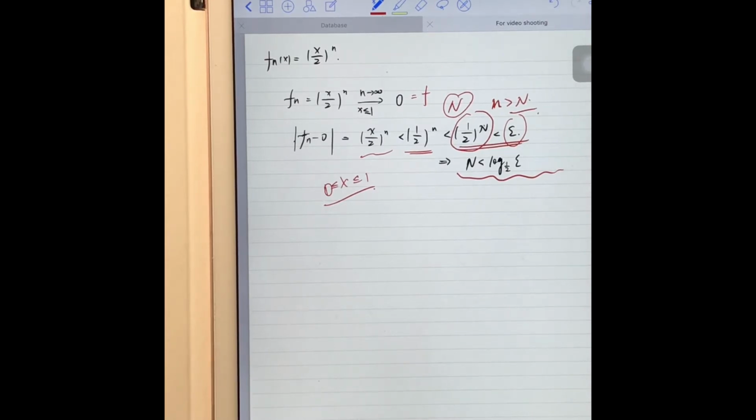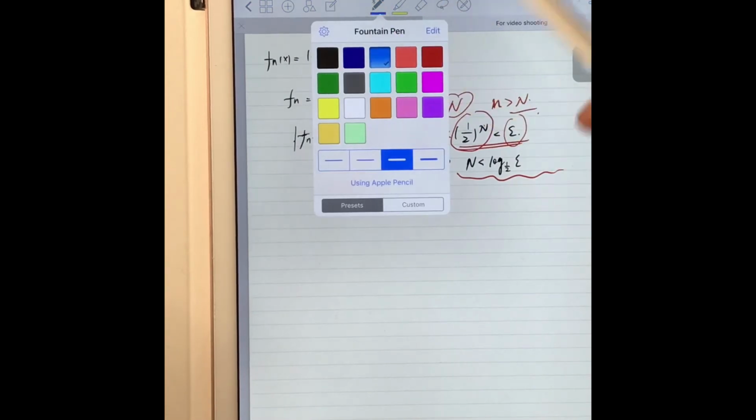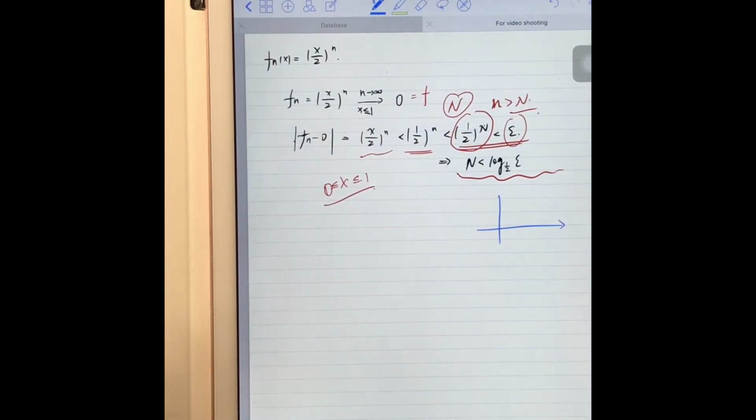but this is not the end. Many people just stop at this step, but you see, what is the graph of log base 1/2 of epsilon? That will be like this. So if epsilon is larger than 1, N is larger than a number that is smaller than 1, then it's not possible, because N is a natural number.